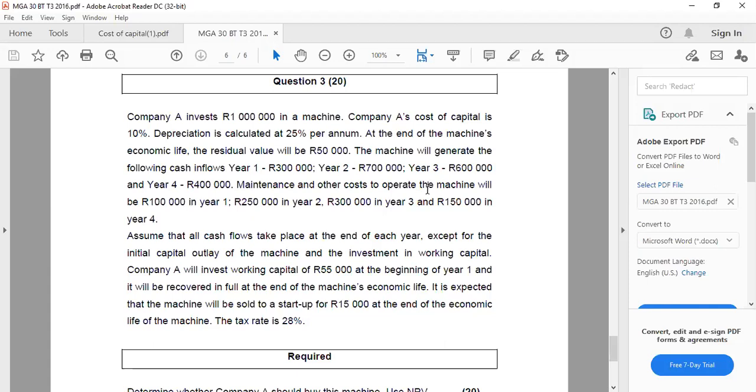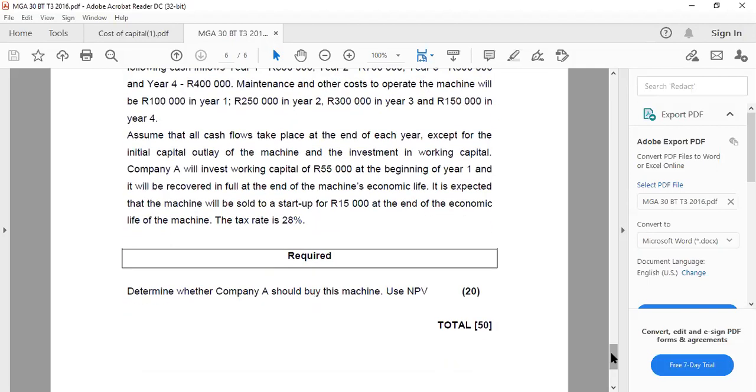They say we assume all cash flows take place at the end of each year, except for the initial capital outlay of the machine and the investment in working capital. Company A will invest working capital of 55,000 rands at the beginning of year 1, and it will be recovered in full at the end of the machine's economic life. The machine is expected to be sold to a startup for 50,000 at the end of its economic useful life, and the tax rate is 28%.